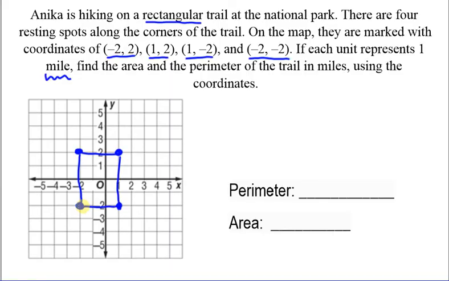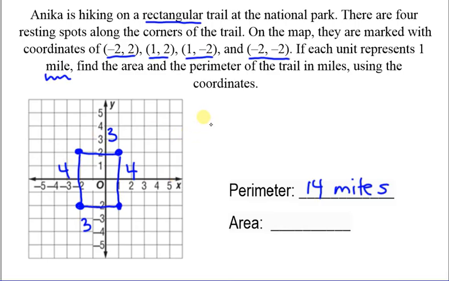So first it wants the perimeter. So this side is 1, 2, 3. And if that's 3, then this must be 3. And this side is 1, 2, 3, 4. And if this side is 4, this side must also be 4. So 4 plus 3 is 7. 7 plus 4 is 11. 11 plus 3 is going to be 14. So your perimeter is 14 miles. Okay, oops, not units, miles.